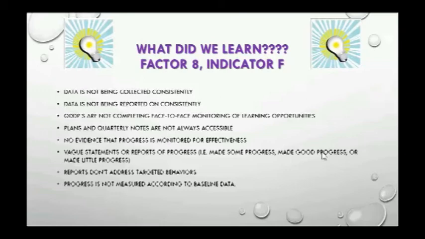And progress is not measured according to the baseline data. If a person's baseline data, they baseline on a learning opportunity at 50%, but their progress is measured at 25%, that's less than their baseline. The baseline is 50%. That means the progress needs to be measured higher than 50%.